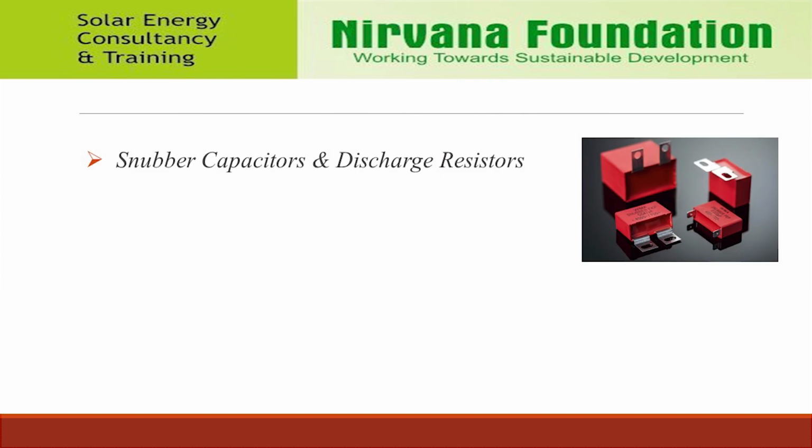Snubber capacitors and discharge resistors. Snubber circuits are needed to limit the rate of change in voltage or current and overvoltage during turn on and turn off. A snubber capacitor is a capacitor that is connected to a large current switching node for the purpose of reducing the parasitic inductance of electric wiring. Discharge resistors are used to safely discharge batteries, capacitors, and other voltage-carrying devices.